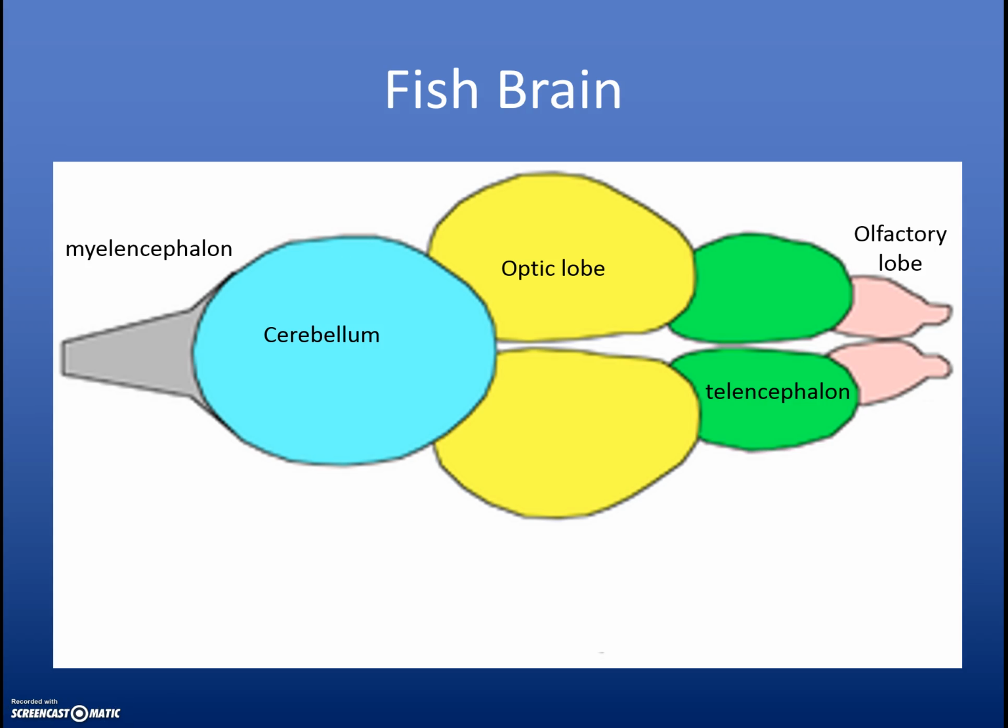Now, if we recall when we were studying the human brain, the cerebellum is very important in balance, which, if you notice, is fairly large in the fish brain, and this should not surprise you as the cerebellum does function in balance. And then the brain stem is referred to as the myelencephalon, and it functions mainly in respiration and osmoregulation.